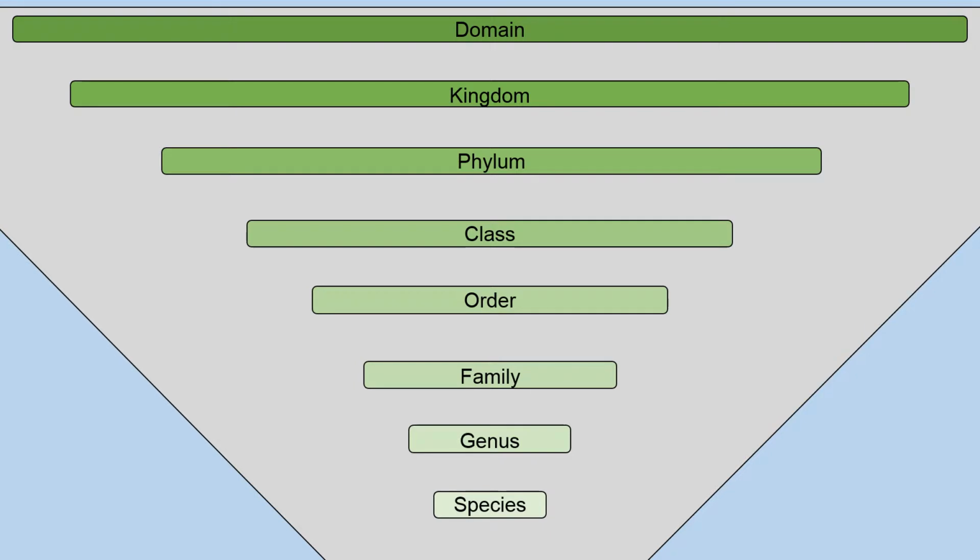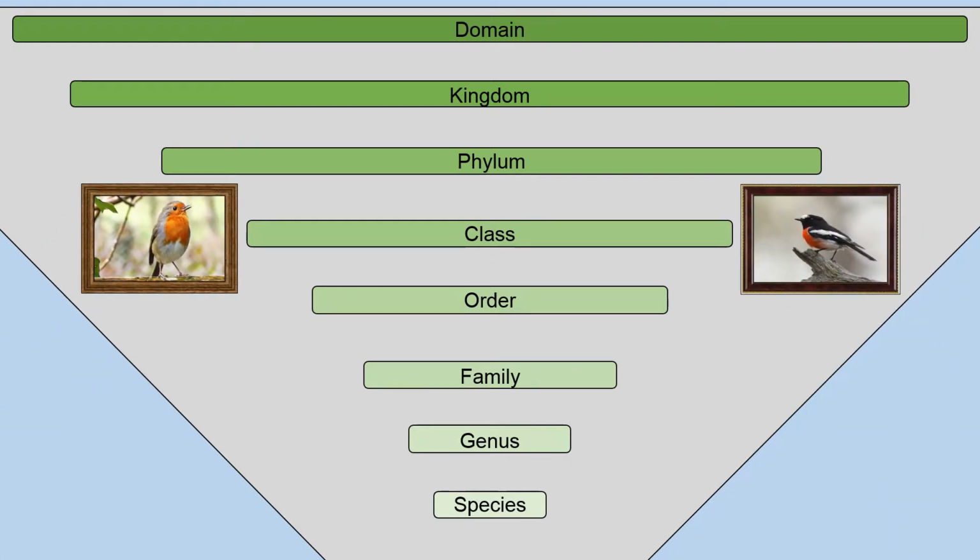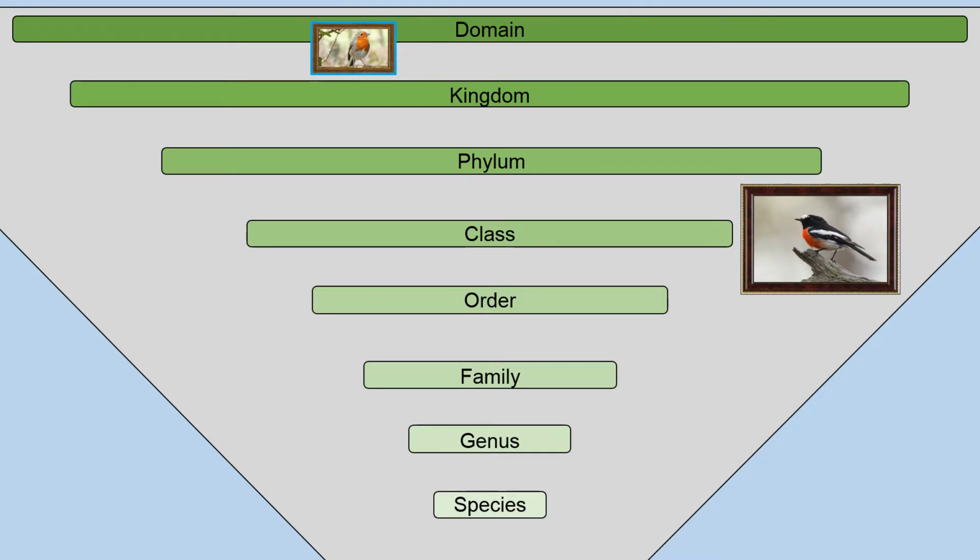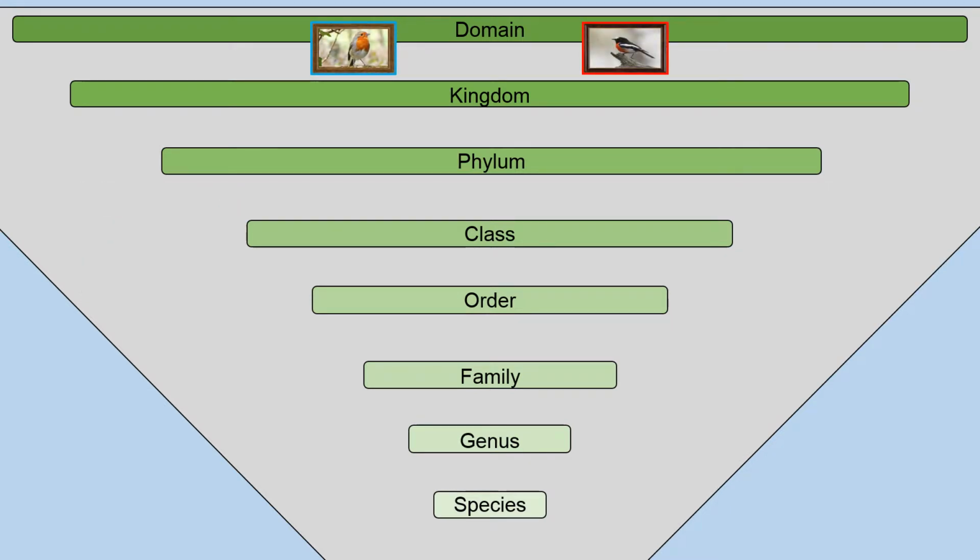To show how this works, let's go back to our friends from earlier, the red-breasted robins. The European robin is outlined in blue, while the scarlet robin is outlined in red. Their shared evolutionary history will be outlined in purple, while their independent evolutionary history will be outlined in their respective colours. We begin in domain, the broadest of all the taxonomic rankings. Both robins, being eukaryotes, are in the domain Eukarya.